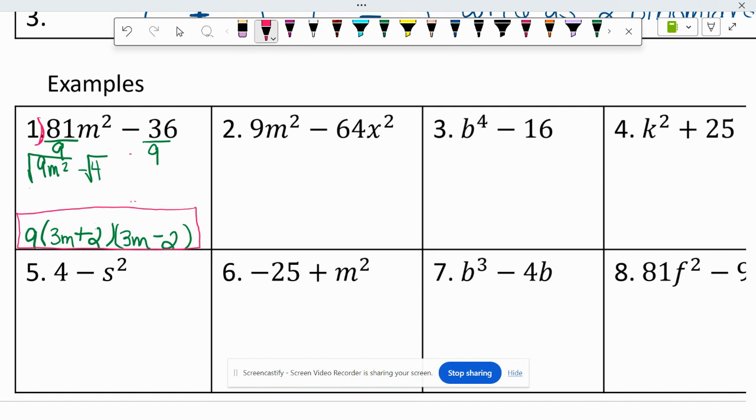You could divide at the end. Is that what you're saying? Yes, we could have taken a 3 out of each term and then remember to multiply those together. Absolutely. Good job, Kimber.